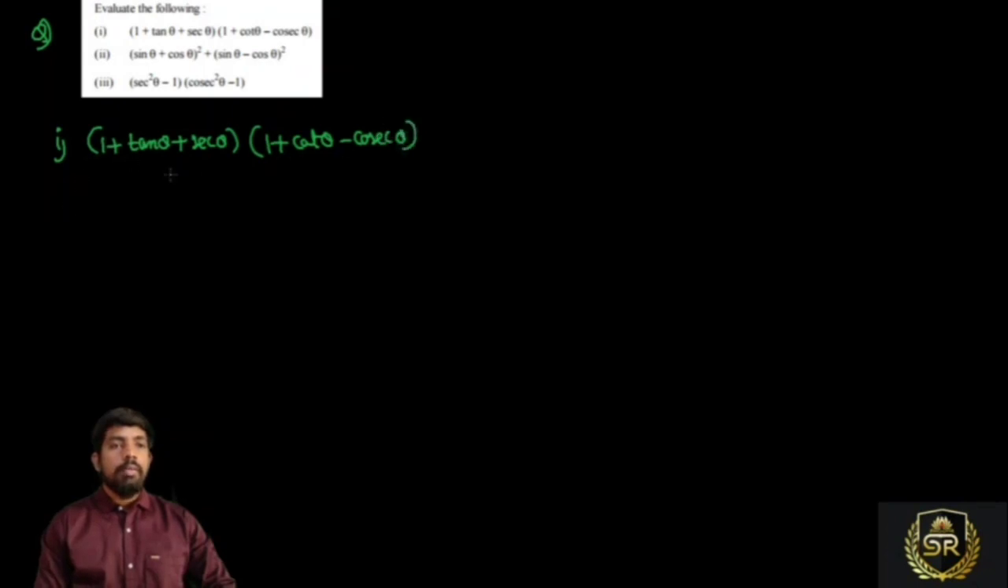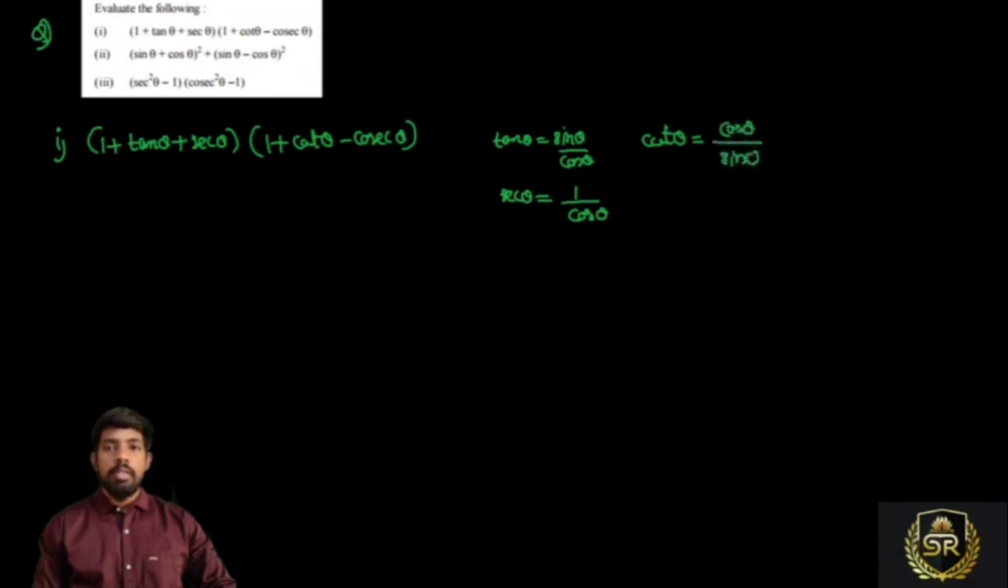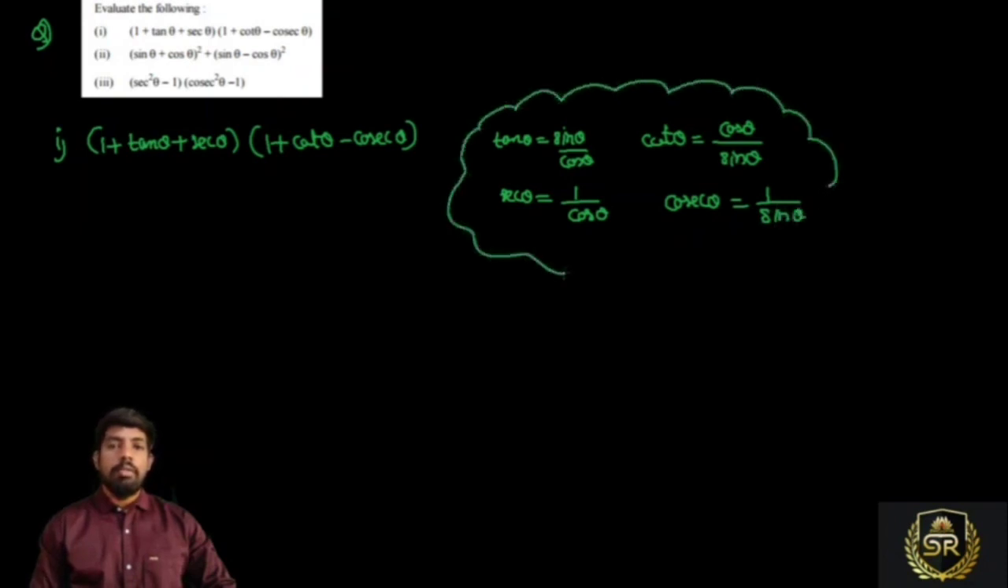Here we know that tan theta is equal to sin theta by cos theta. Secant theta is equal to 1 by cos theta. Cot theta is equal to cos theta by sin theta, and cosecant theta is 1 by sin theta. These are the known formulas.